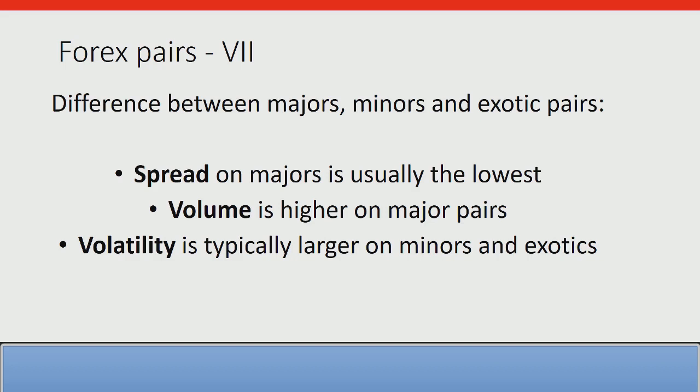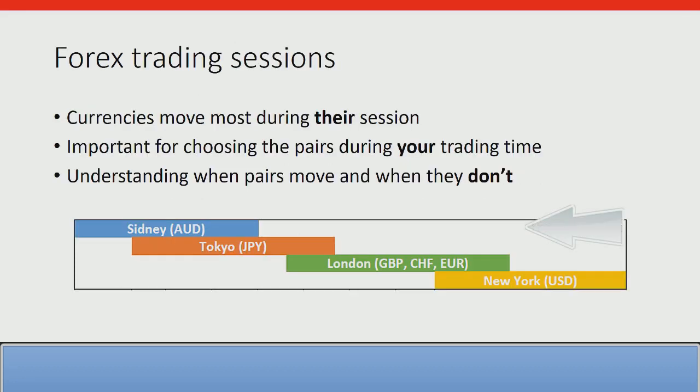There are a few exceptions to that, but generally speaking, this is true. Minors and exotics move faster, they move more. And this can mean also more risk, as we will see later. So beginning traders usually stick to the major pairs. They take some minors, but mostly beginning traders stick to the major pairs to get an overall feeling for the Forex market. And now we take a look at Forex trading sessions.